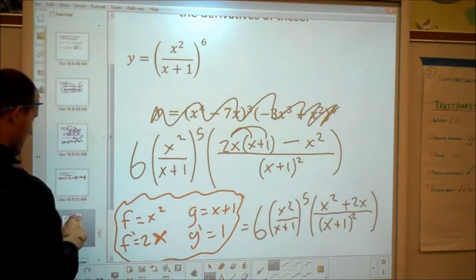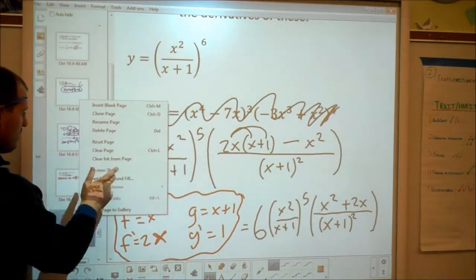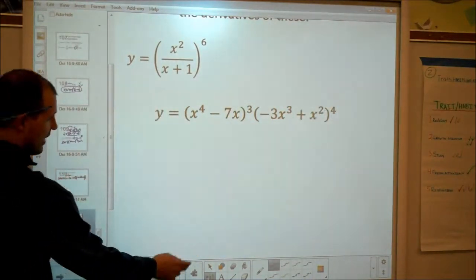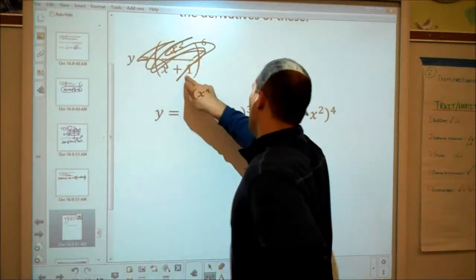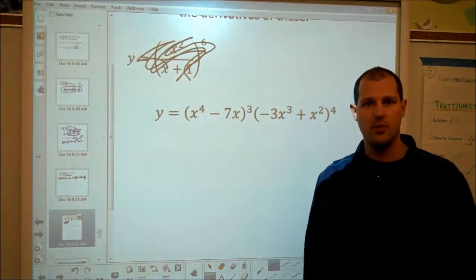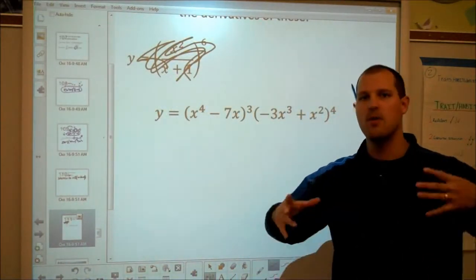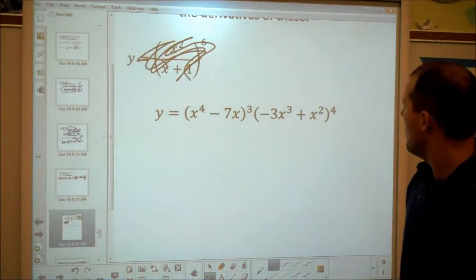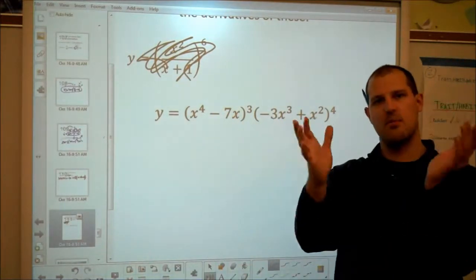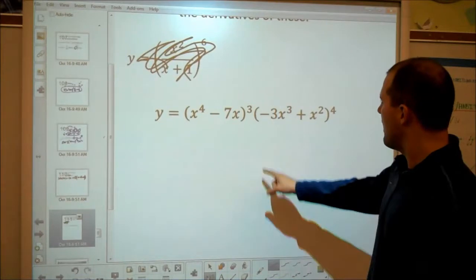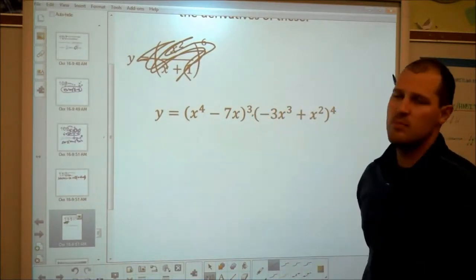I'm going to clear the ink on this one, so this is going away. Bye-bye. Rewind if you need to. Okay, let's look at the second one. On this one, again, we have to recognize what the outside or the big function is. And so we've got some inside functions. They're inside the parentheses. That's easy to see. I've got things to exponents, and I've got things multiplied together.